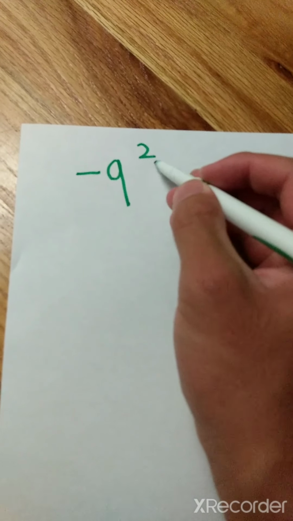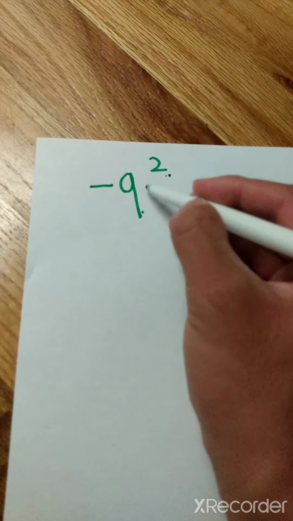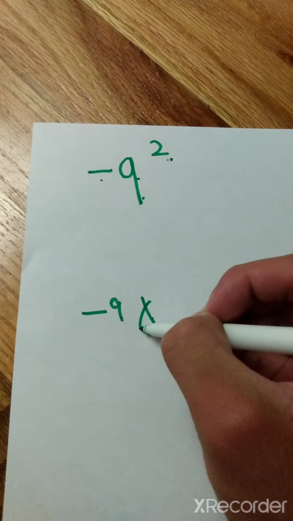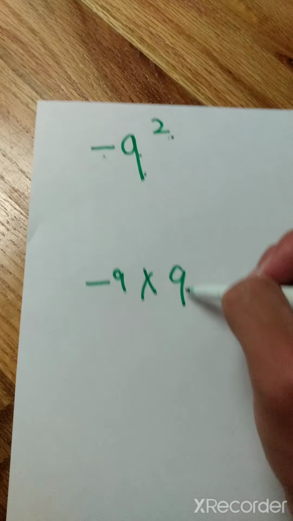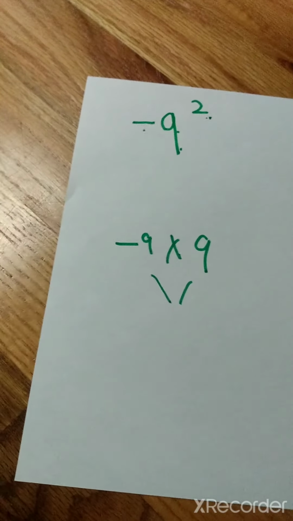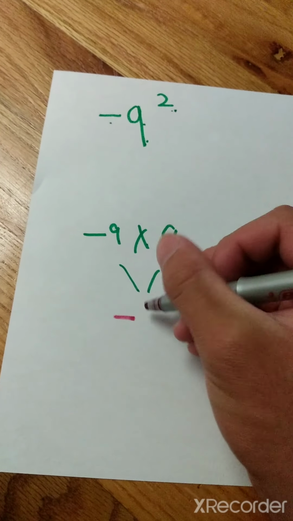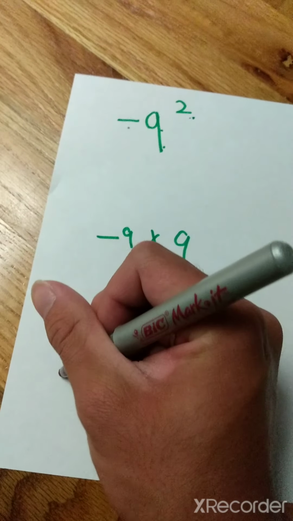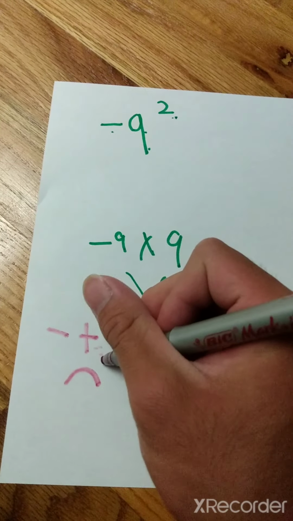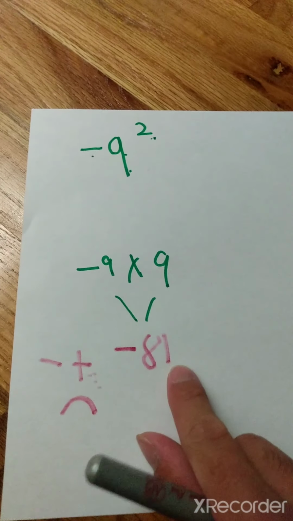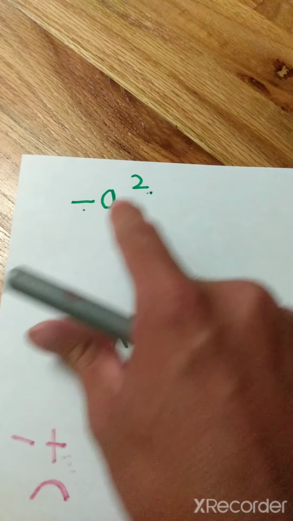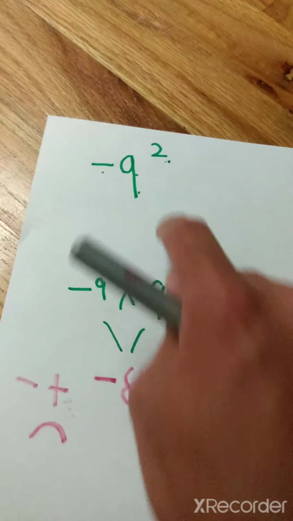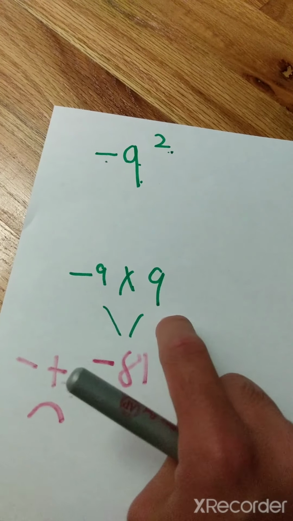With an exponent without parentheses, negative 9 squared is going to be negative 9 multiplied by a positive 9. And that will eventually get our answer of negative 81. A negative multiplied by a positive is going to be a negative. So since it's negative 81, it doesn't mean that negative 9 is being multiplied by itself 2 times. That is meaning a negative multiplied by a positive.